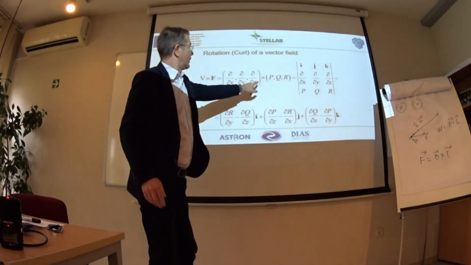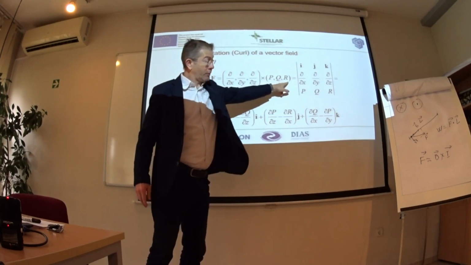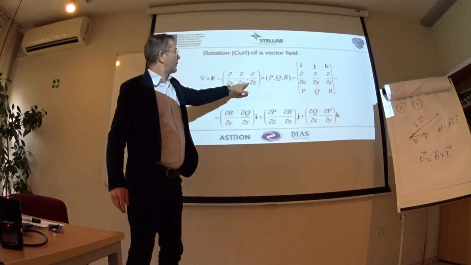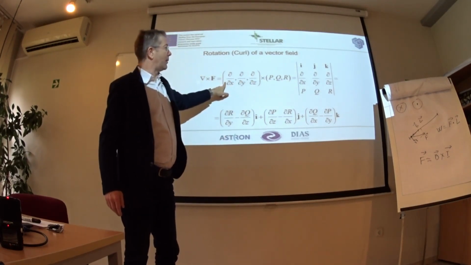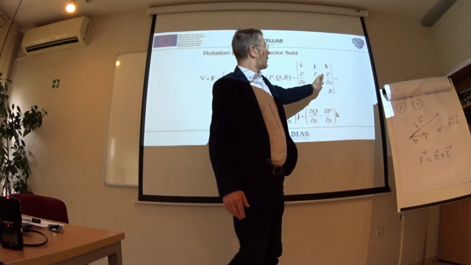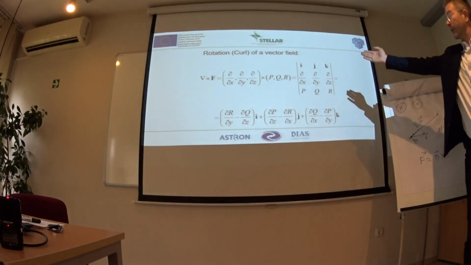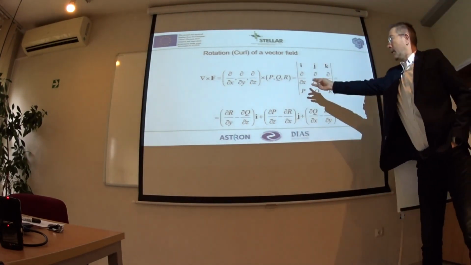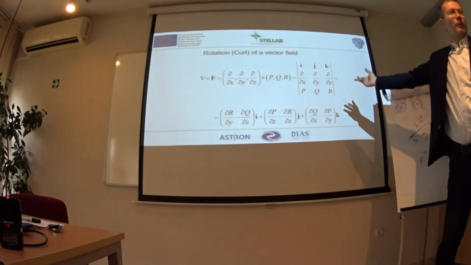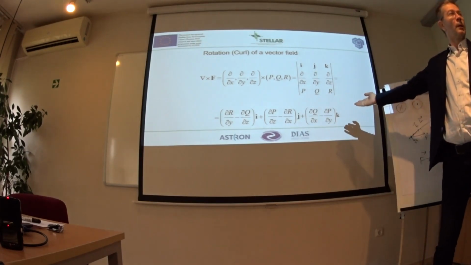Anyway, so Nabla cross F. Here is the PQR. This could be numbers, this could be functions. Nabla and cross product, and we calculate it as a regular cross product: directional vectors, derivatives, and the vector components.